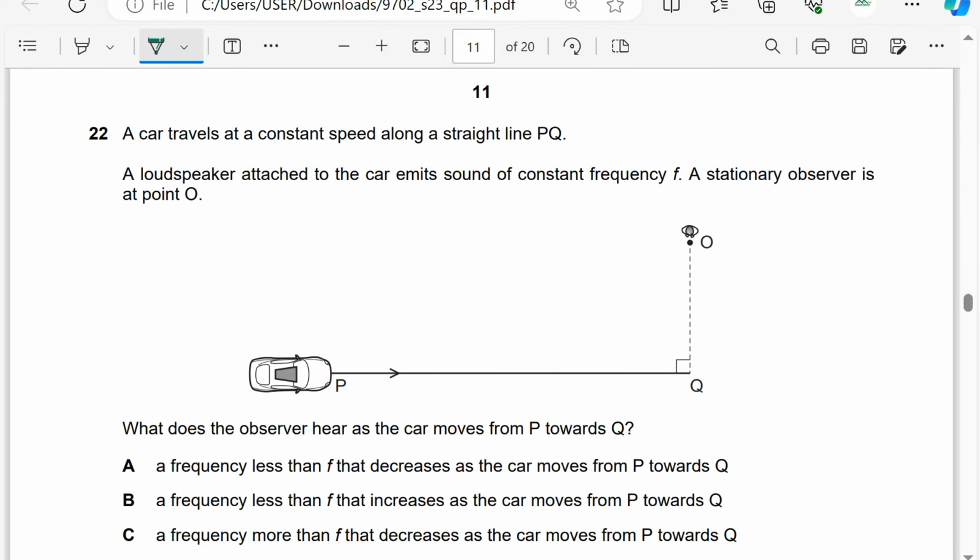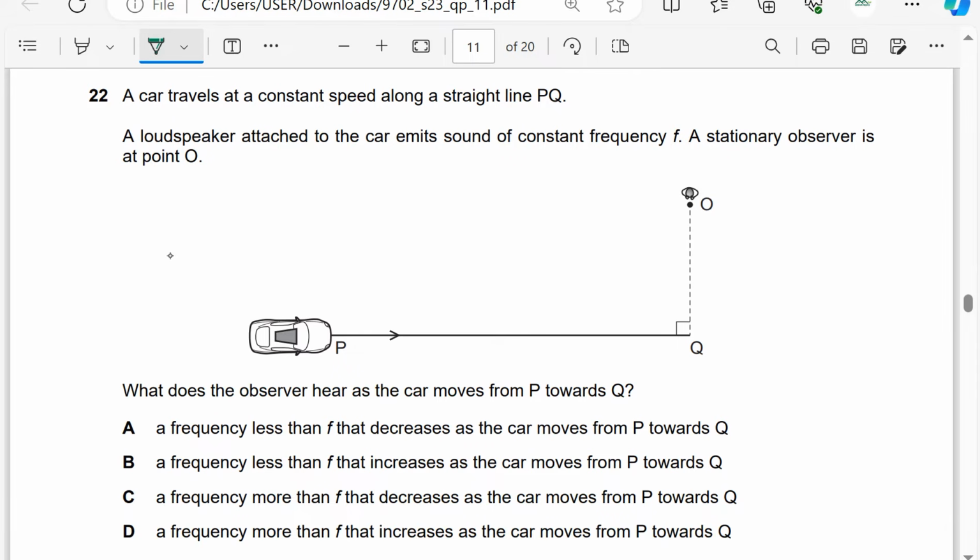A car travels at a constant speed along a straight line PQ. A loudspeaker attached to the car emits sound of constant frequency F. A stationary observer is at point O. What does the observer hear as the car moves from P towards Q? If I consider the car when it is at this point here, the waves are going to be in this direction. What does that mean? The observer here will not hear anything because the waves are in this direction. So it means that at Q, the frequency here will be small.